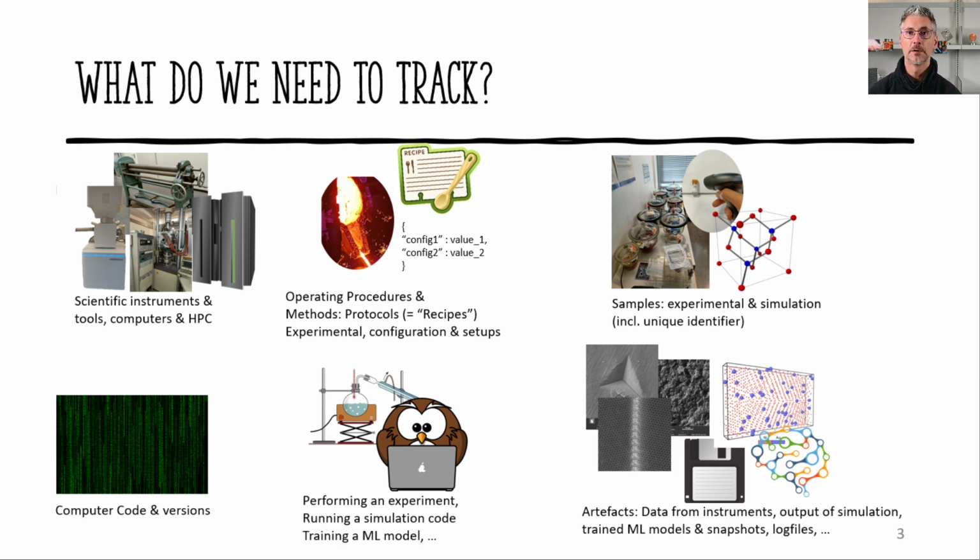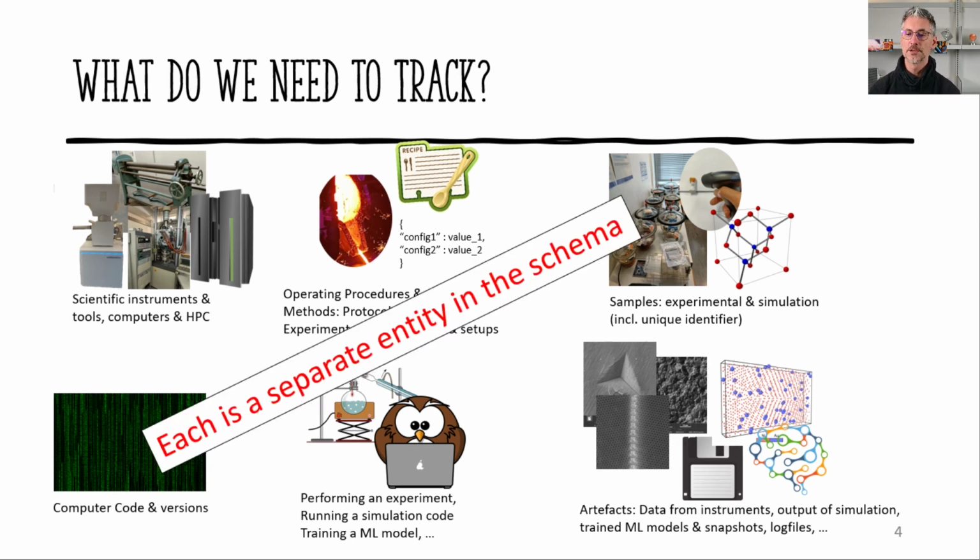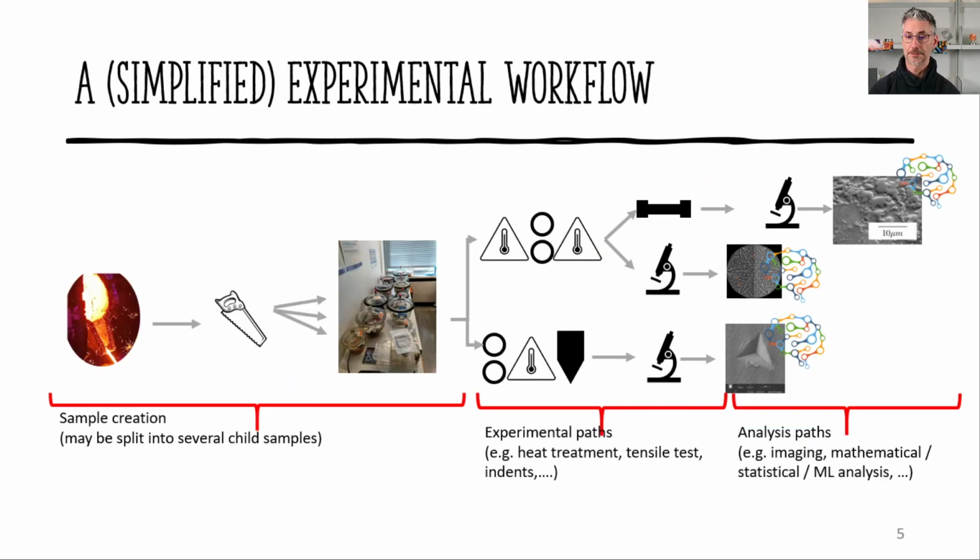And at the other end, we produce artifacts. That can be data captured from instruments like images, for example, the output of a simulation, a machine learning model, or snapshot log files, and so on. So each of these entities are modeled separately in our database schema. How do we bring it together?